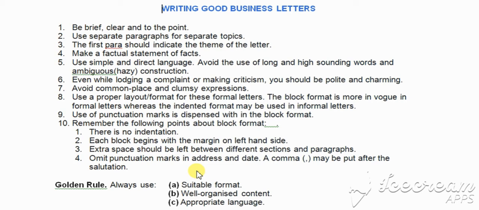Today we are going to discuss the writing section for class 12th. The topic is how to write a very good business letter. I have mentioned some points. A very good business letter consists of brief, clear and to the point information. Use separate paragraphs for separate topics, and the first paragraph must contain the theme of the letter.